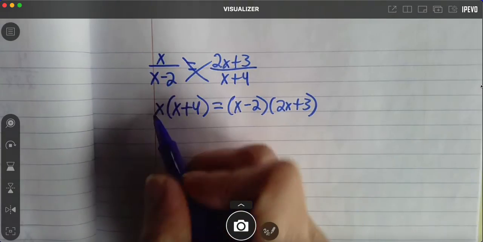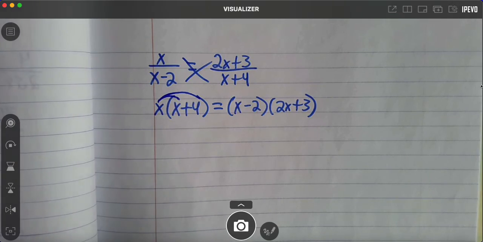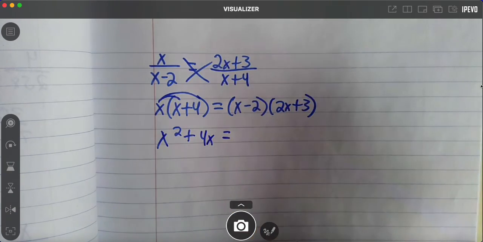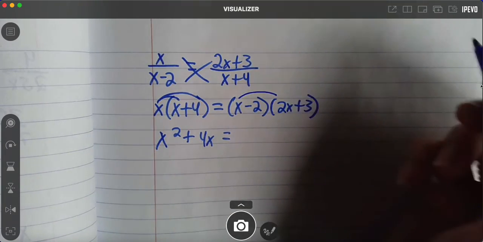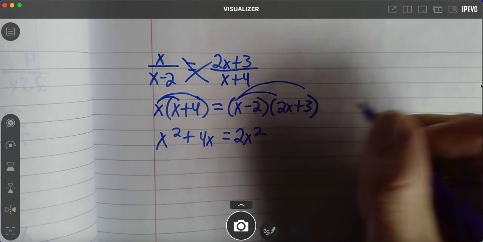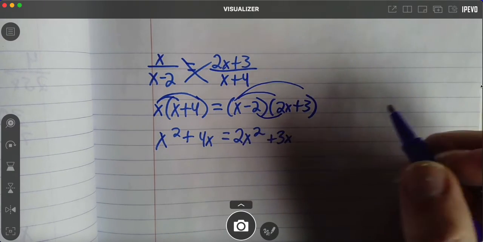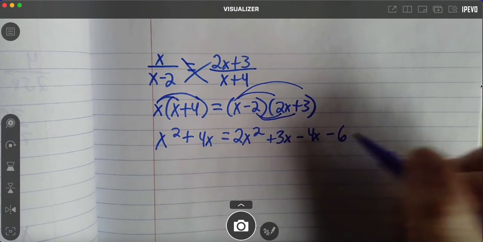Okay, so I distribute. This one's easy. It's not FOIL method. Do we see all I have to do is multiply the x? So I get x squared, and what's 4 times x? Just 4x. Not bad. Now, this one's FOIL method. Are y'all warm? No? Okay, I'll leave it on then. So I will do x times 2x, which is what? 2x squared. x times 3 is what? 3x. Negative 2 times 2x is what? And then negative 2 times 3 is negative 6.